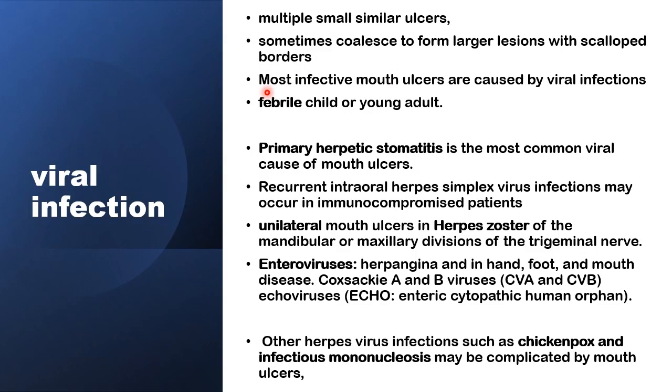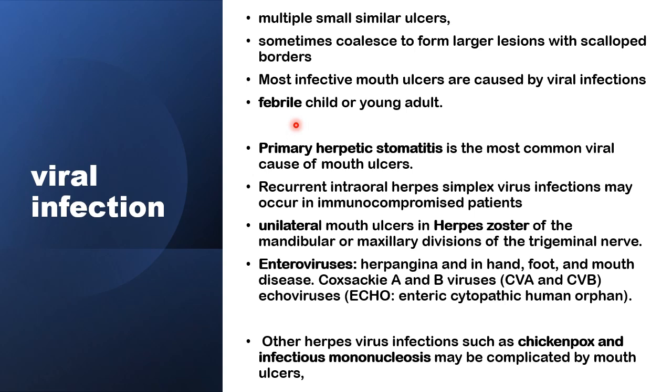We now move to multiple oral ulcers, and by far the commonest cause for multiple oral ulcers are viral infections. They have some common features. They are multiple, small, and symmetrical ulcers, but sometimes they coalesce to form larger lesions with scalloped borders. Most infections in the mouth are caused by them, particularly in a child or a young adult, and are usually preceded by a prodrome of fever and malaise and cervical lymphadenopathy.